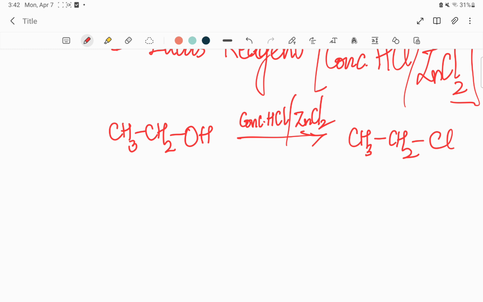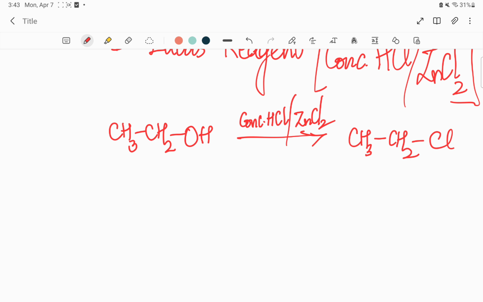You can even use HBr or HI, but commonly this is used for conversion into chloroalkanes only, because Lucas reagent always has zinc chloride in it, so we commonly use this for chloroalkanes. However, if you're adding HBr to ethanol, it will be converted into bromoethane.